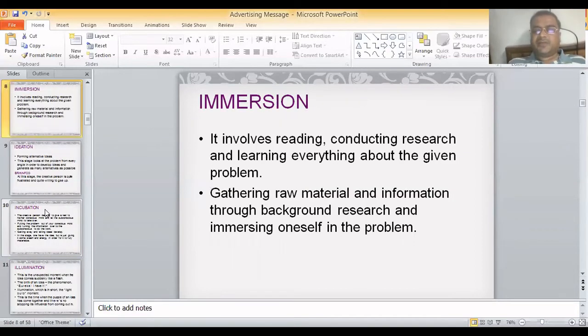So immersion basically involves reading. It's basically research about the given problem, and then gathering raw material and information through background research and immersing oneself in the problem. So as the name suggests, immersion, you get inside the problem deeply, and you gather raw material and information through background research, and then you immerse yourself in the problem.